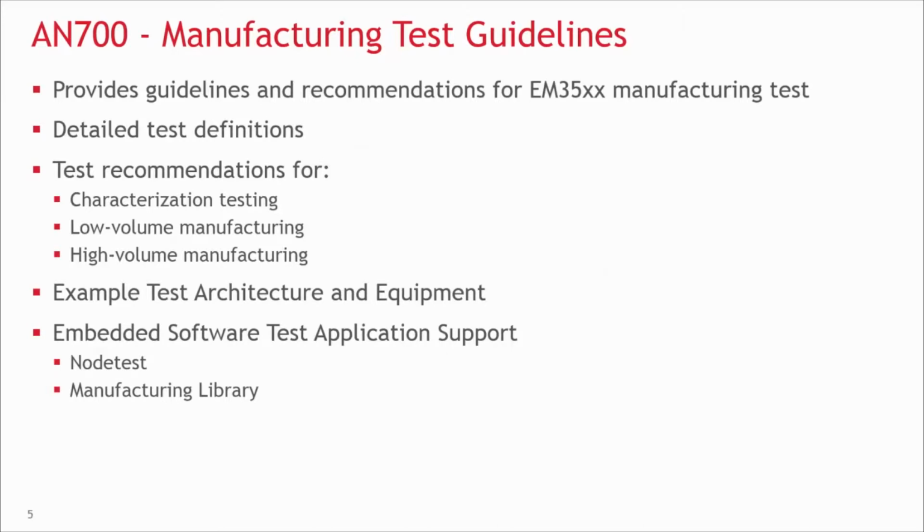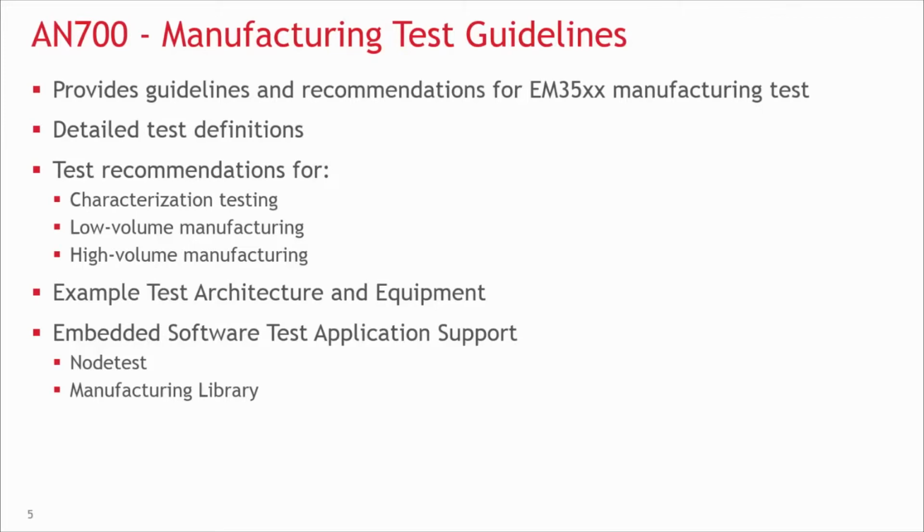AN700 provides guidelines and recommendations for manufacturing test of EM35xx devices. Detailed test definitions are provided, and test recommendations are discussed for various stages of testing, including characterization or design verification, low-volume manufacturing, and high-volume manufacturing. An example test architecture is presented to give the reader a better understanding of testing, and an example equipment list is provided as well. In addition, test application product offerings are discussed.